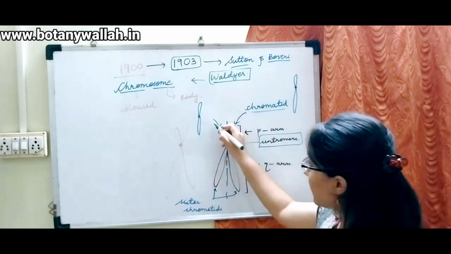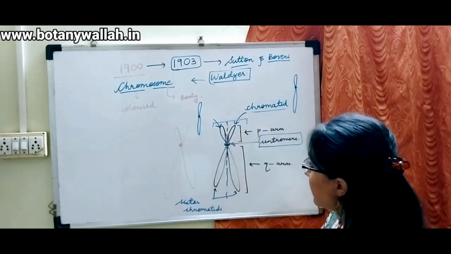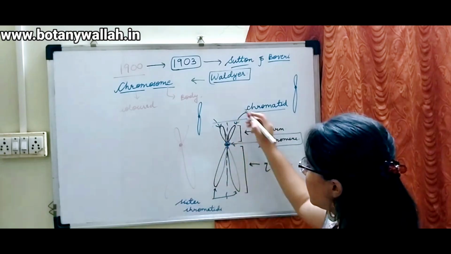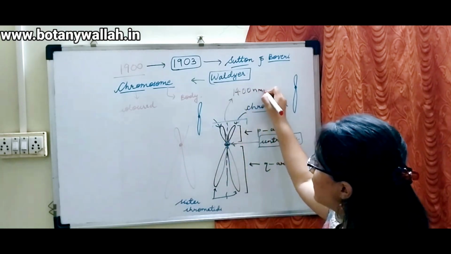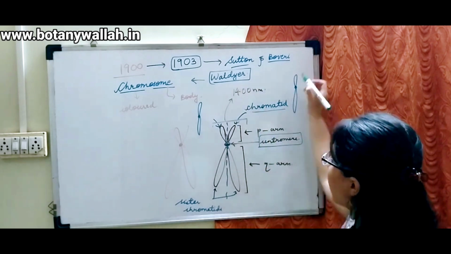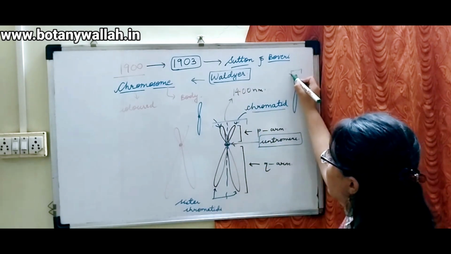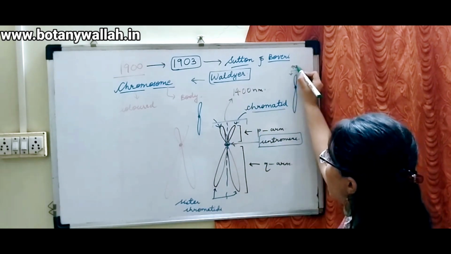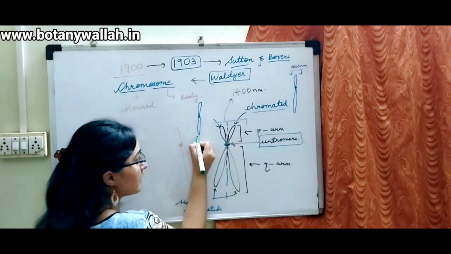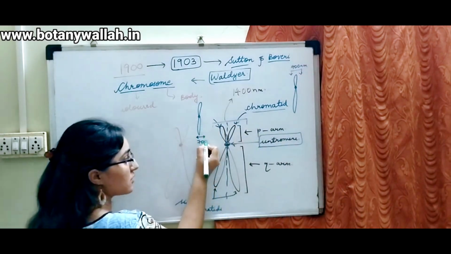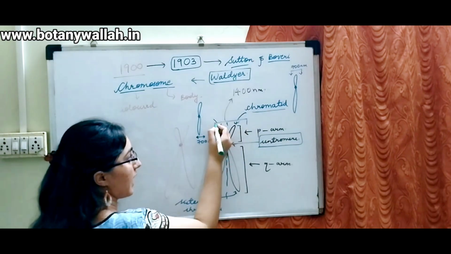I told you that the thickness of this part is 1400 nanometers. So exactly if I take half of this, this size will be 700 nanometers, and if I take the other half, this size will also be 700 nanometers.